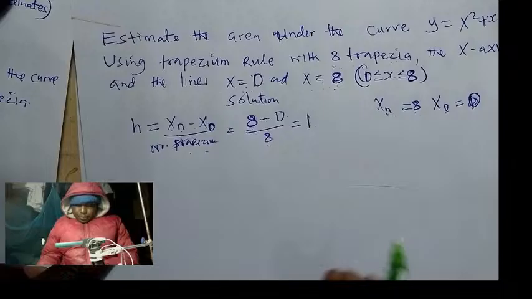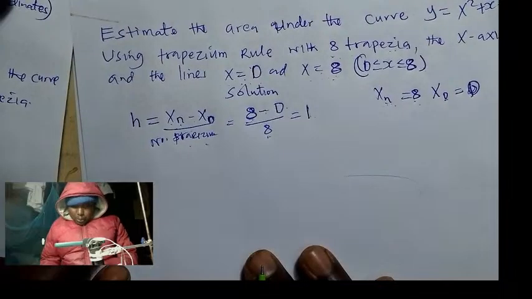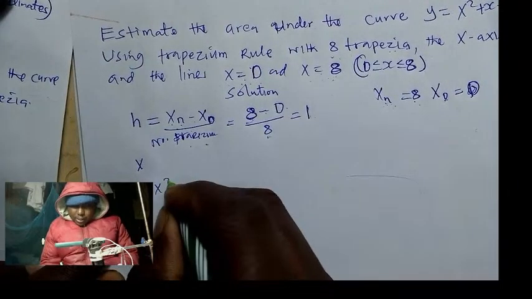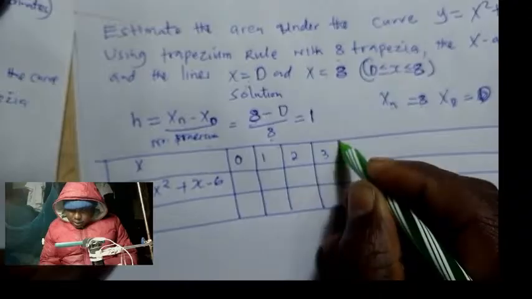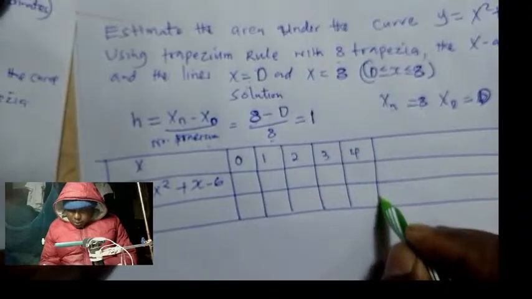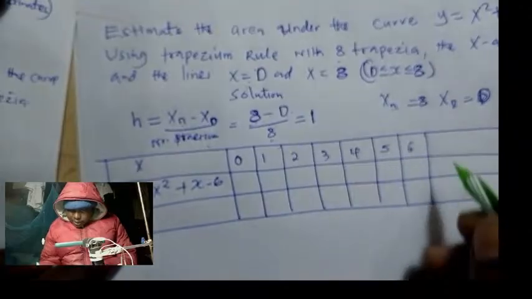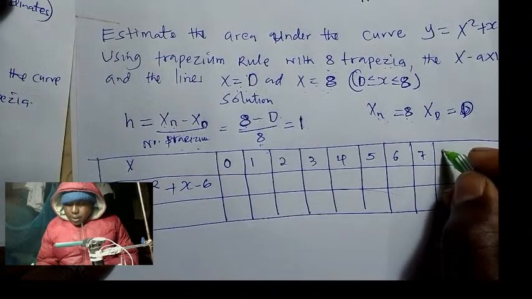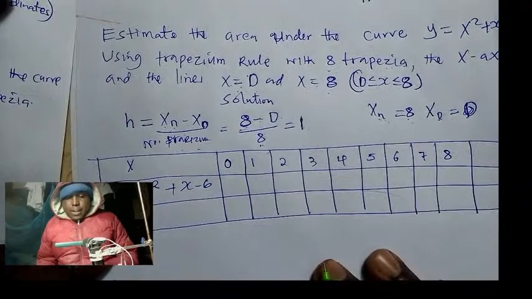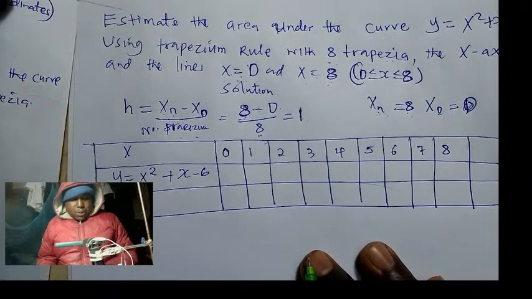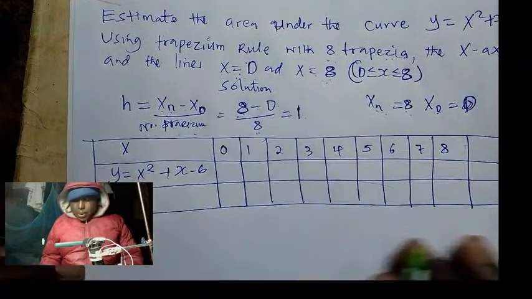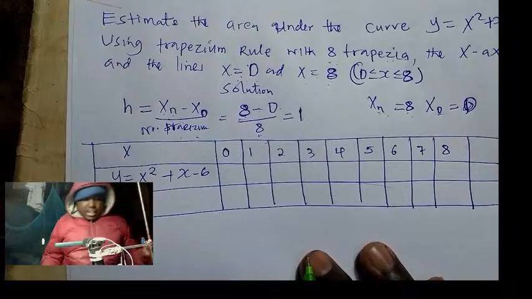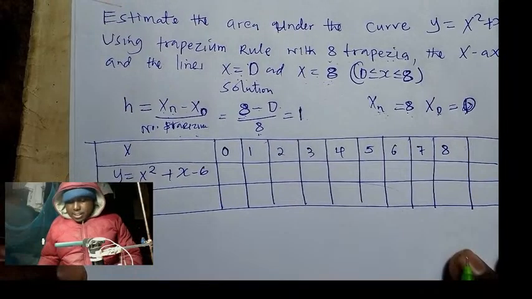Why is this important? It is important now when we are going to draw the table for x squared. So you draw the table: 1, 3, 4, 5, 6, 8. We reach 8 because that's where the range reaches. That's where our range is reaching.